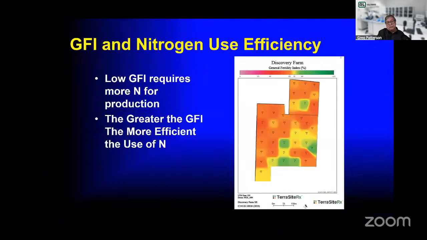When you have overall lower general fertility, your nitrogen use efficiency goes down. With better fertility, you don't need as much nitrogen in a spot if your GFI is higher. If your GFI is lower, you need to put more nitrogen on to get the same results or even grow the crop. So again, the better the overall fertility, the better the soil health, the more nitrogen use efficient we'll be in our production system.